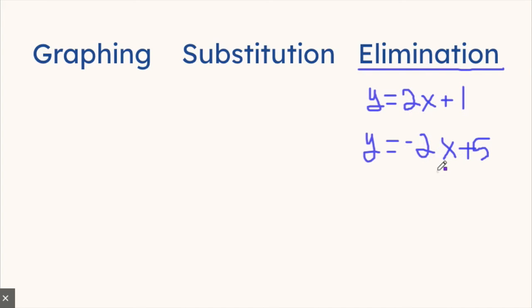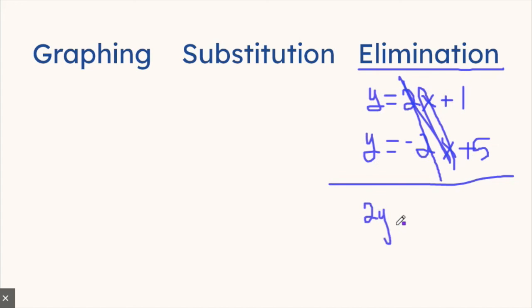And this is going to be really easy. We're just going to eliminate this. 2 and negative 2, they're going to cancel out. The x is gone. Then we're just going to add these two together. y plus y is going to give us 2y equals 1 plus 5, which is 6. And then you can just divide both sides by 2 and get y equals 3.